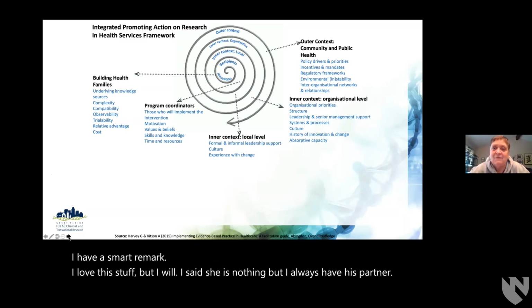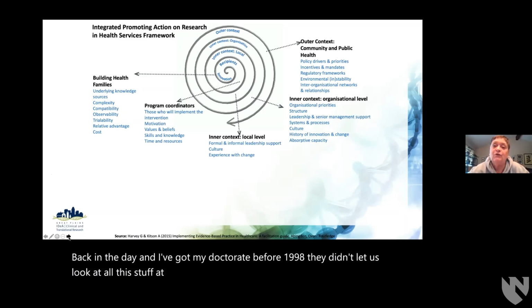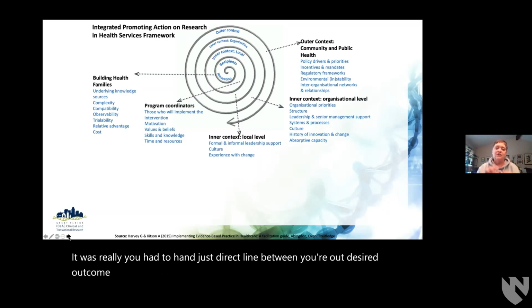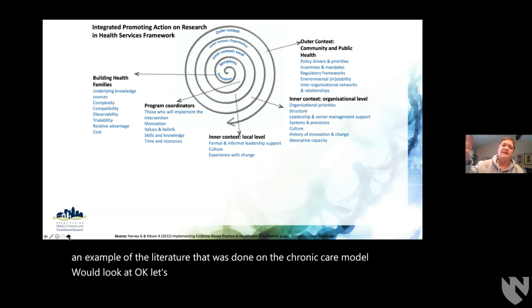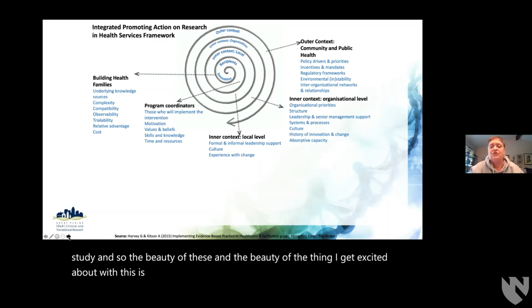Back in the day, and I got my doctorate before 1998, they didn't let us look at all the stuff at once. You had to have just a direct line between your desired outcome and one piece of it. And I use as an example a lot of the literature that was done on the chronic care model would look at, okay, let's study decision support. Let's study social utilization. And so the beauty of this, the thing I get excited about, is that the world is allowing us to recognize the complexity of reality.